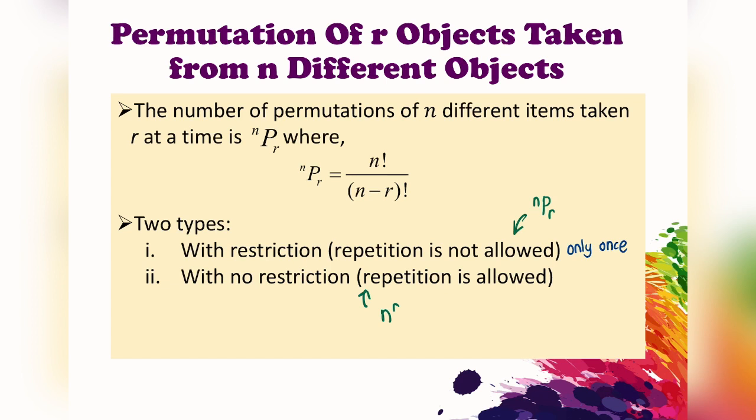For nPr, note that the value of r must be less than or equal to n. It cannot be bigger than n. So for example, we can write 9P8 or 9P9, but 9P11 is not possible. Remember, r must be less than or equal to n.